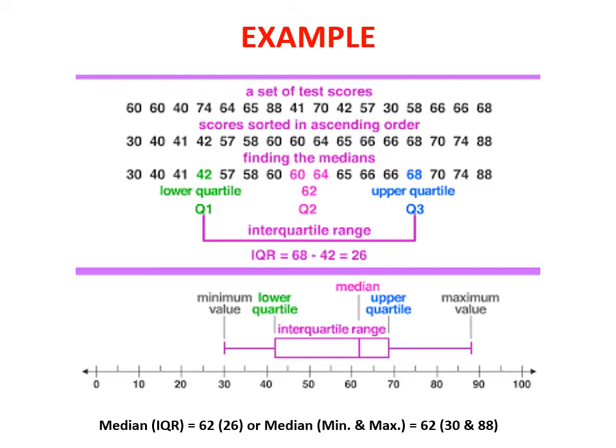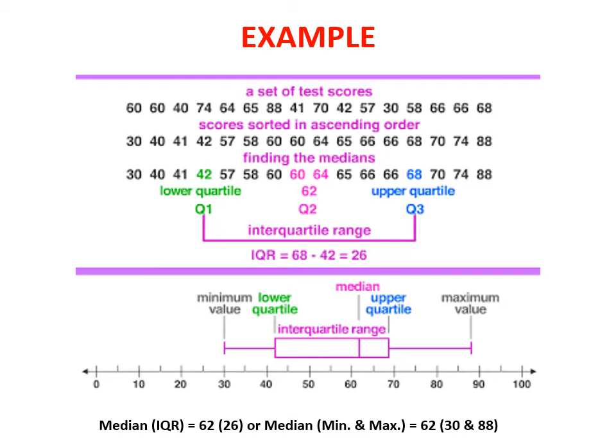لو انا طرحت الابر كوارتايل، طرحت منه اللور كوارتايل، يعني كوارتايل 3 اللي هو هنا 68 minus 42، ده هيديني انتر كوارتايل رينج، طلع هنا عندي 26. So the 26 is the interquartile range. So we can express this data as what? Median, which is 62. Between brackets we'll put the interquartile range with it 26. Okay. Median, interquartile range, so 62 and 26, interquartile range.